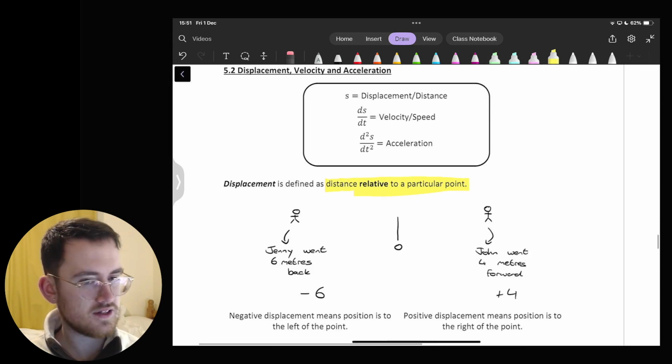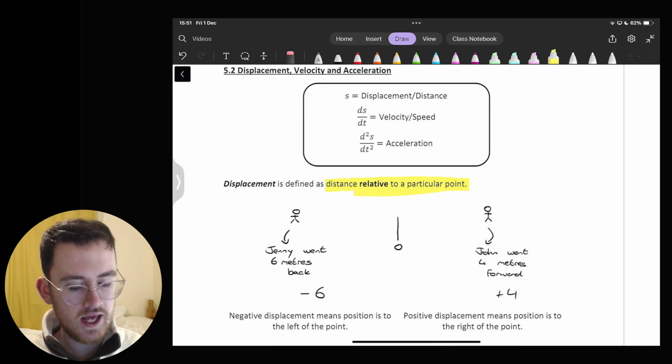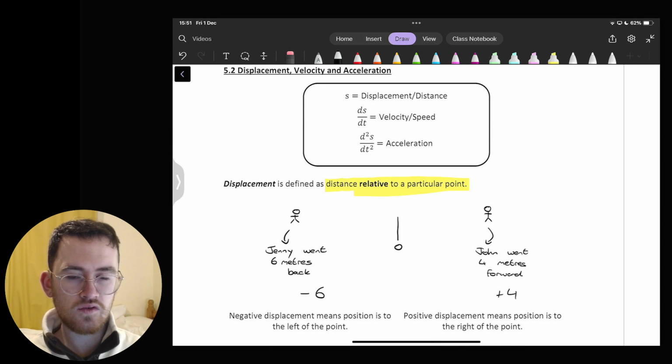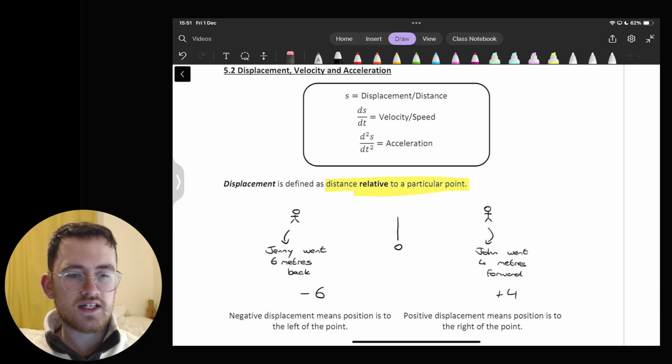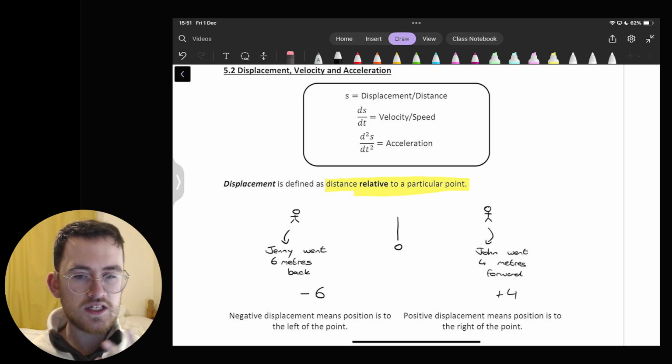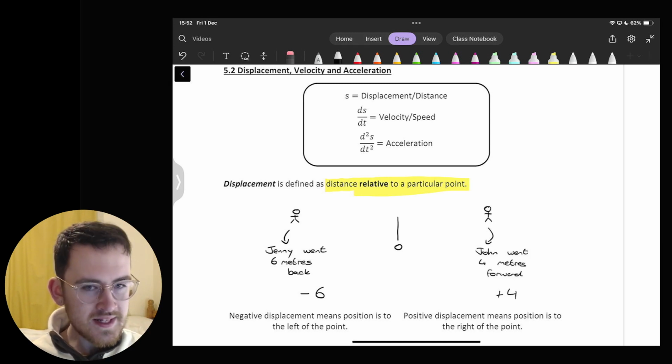So we can see here a simple example I just threw down. If John went 4 meters forward, he would have a displacement of +4 because he's 4 meters forward, or to the right, of the point where he started. Jenny going 6 meters back has gone -6 because she has moved to the left of the point where she started. So displacement can be positive and negative, whereas distance is always positive. That's the slight difference between distance and displacement.